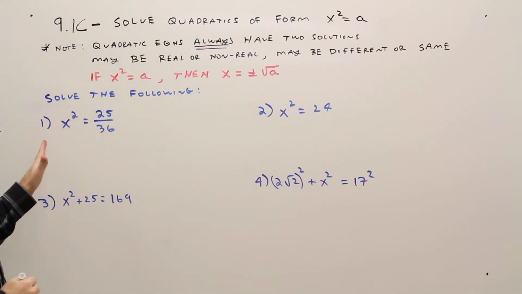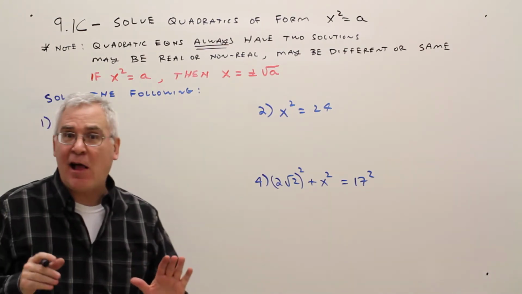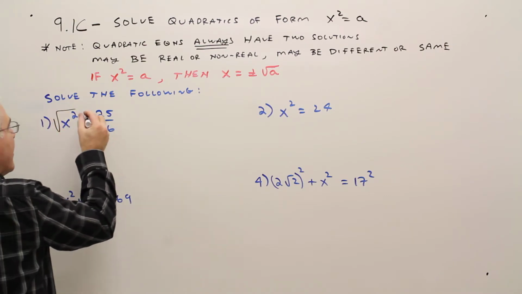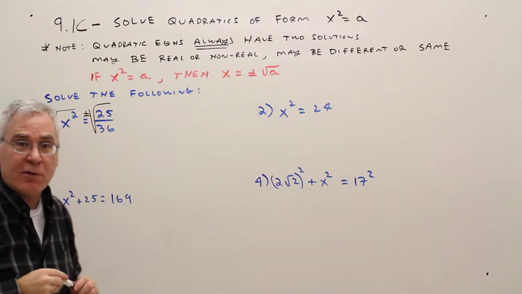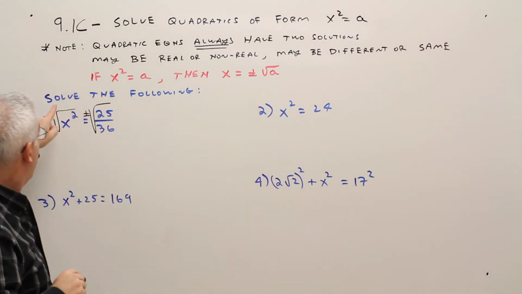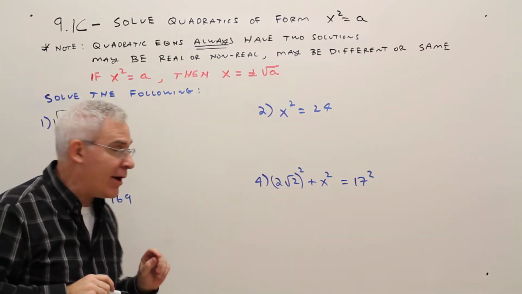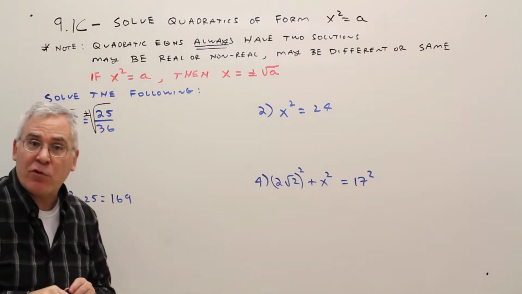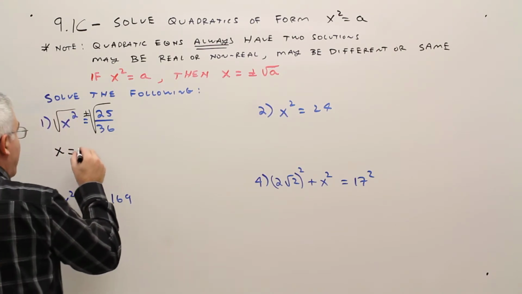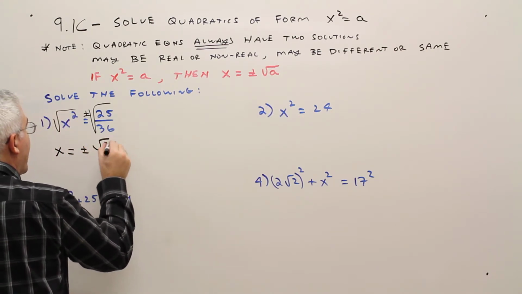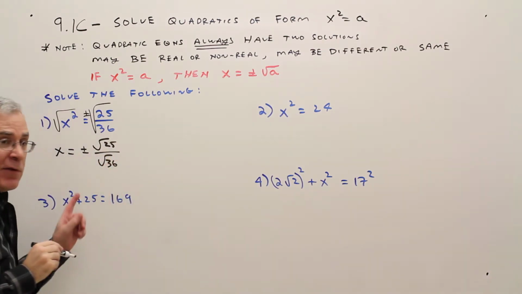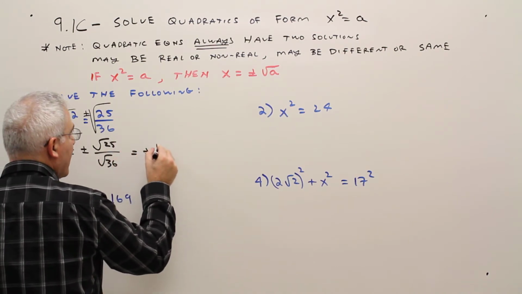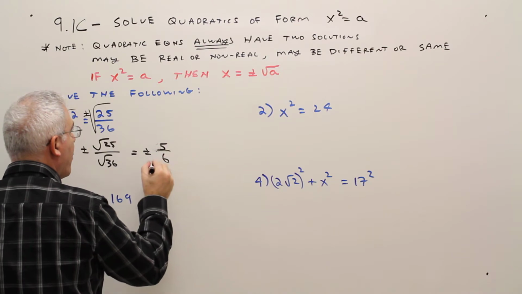Solve the following. All right, so I've got x squared by itself. Whenever I see that, I just take the square root of the left side and plus or minus the square root of the right side. Square rooting undoes squaring, so that'll result in x. And then I just take plus or minus the square root of the right side. So it'll be plus or minus the square root of 25 over the square root of 36. I'm just separating them. And that'll be plus or minus 5 over 6.